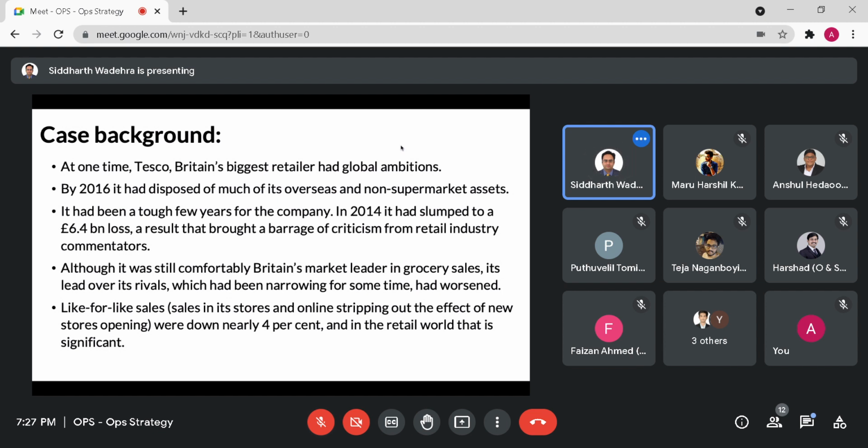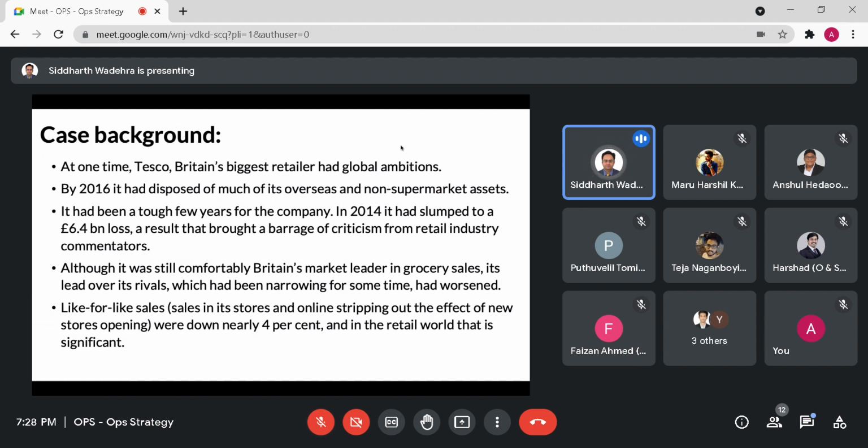In 2014, the retailer had slumped to a 6.4 billion pound loss, which had brought a barrage of criticism, and sales were down by 4%. While it might seem very little, in retail the variance reported is usually in the tune of 0.4% or 0.6% and so on. So if your sales are down 4%, that's a massive margin, and they got an immense amount of criticism from different people in the industry.